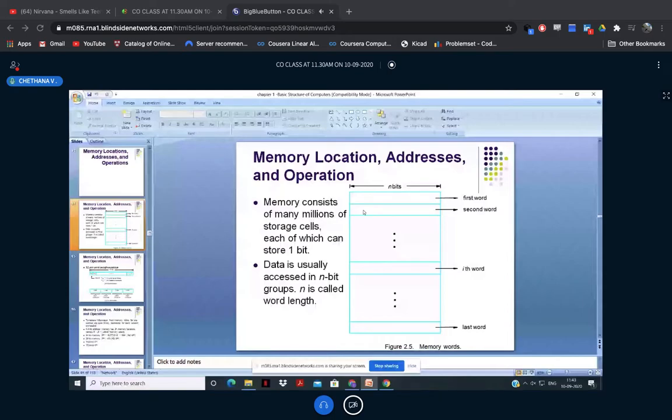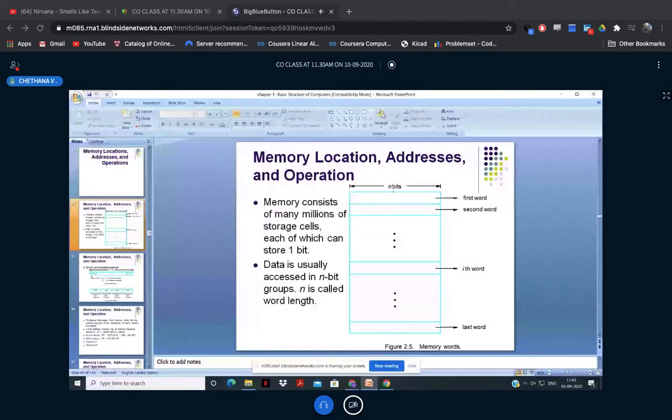So this is the first memory location, this is the second memory location, and like that, third, fourth. N number of memory locations are there. I'm going to store the data in this first location, so I have to assign an address for this.